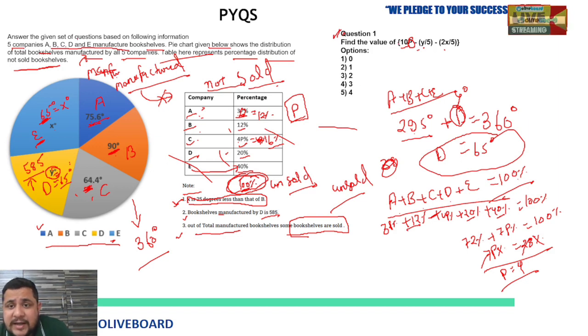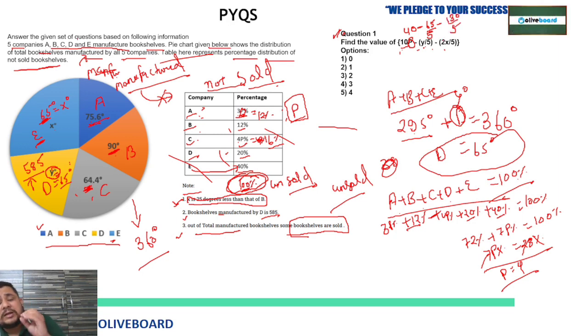Now see, find the value of 10p. The value of P is 4, so 10 fours are 40, minus y by 5. The value of y is 65 that we have calculated. You can see here, y degree is equal to 65 degrees. Now minus 2x. Y and x both are the same, the value of x is also 65 that we have calculated. So 2 into 65 is 130, by 5.